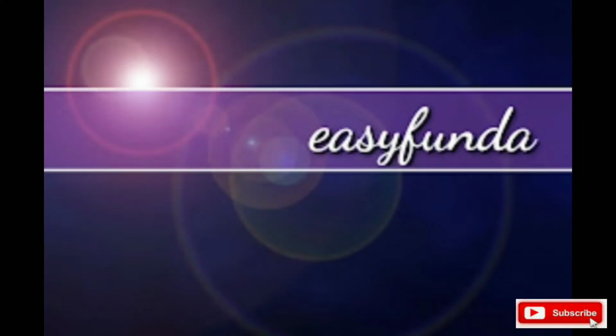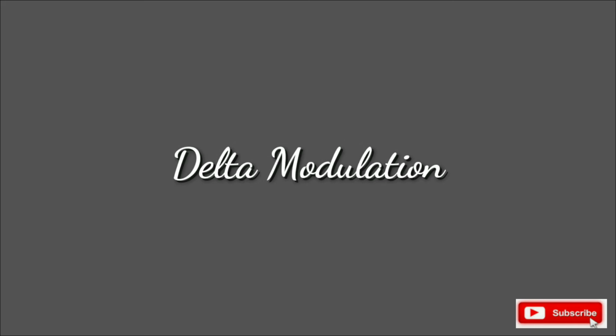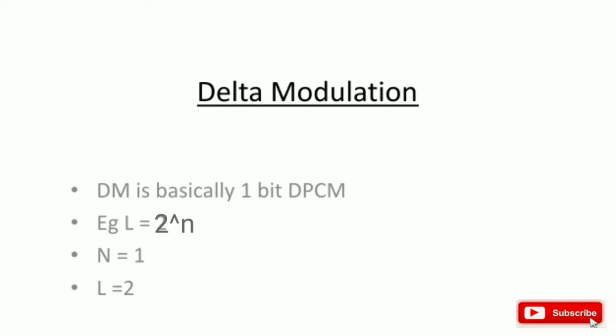In this video we will discuss delta modulation, which we call DM. So let's get going. DM is basically 1 bit DPCM. DPCM is differential pulse code modulation. So we call DM an extension of DPCM.